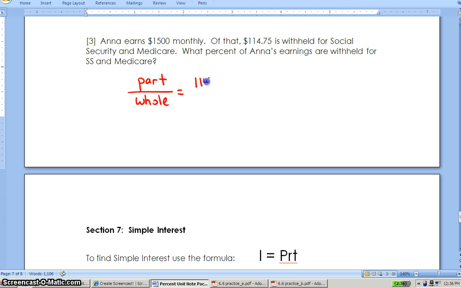The part that they are taking out, that you should have written down, is the $114.75 out of her whole paycheck. So if we do that math, 114.75 divided by 1,500, we get 0.0765. That's a decimal. How do we change that into a percent? We move twice to the right. We're multiplying by 100. So you get 7.65%. I would say we should round that off to 8%.